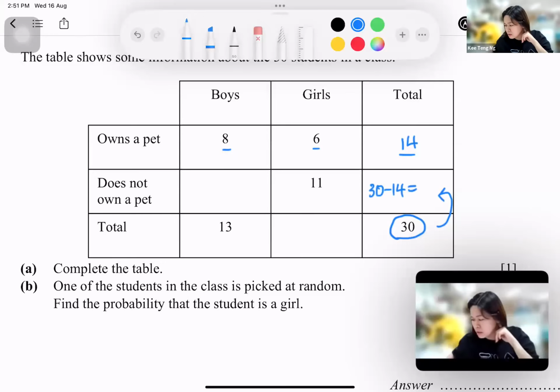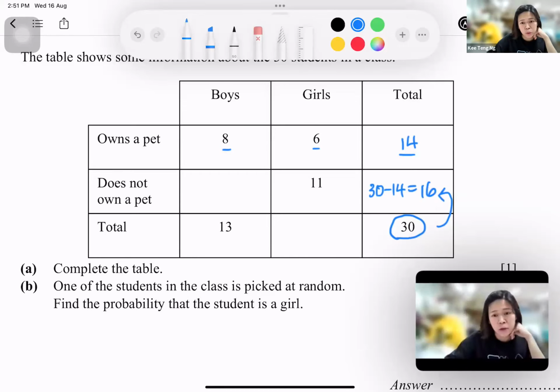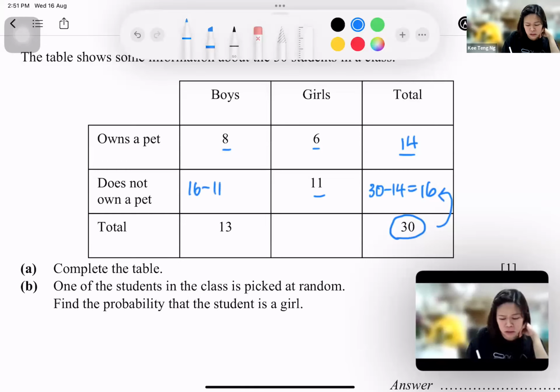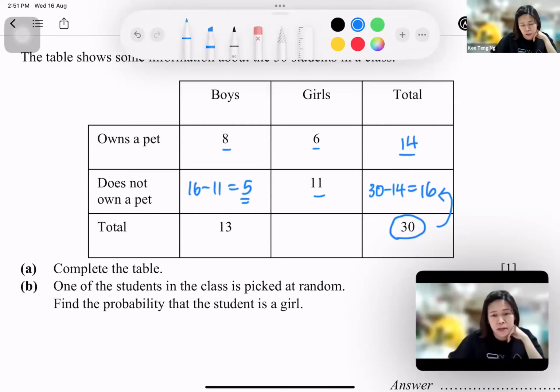That gives me 16. Then if I know that the total is 16, there's 11 over here. So this one will be 16 minus 11 to give you 5. Right? Then after I add up 6 plus 11, 17. That's how I get my answer. So you have to work backwards a little bit to complete the table.